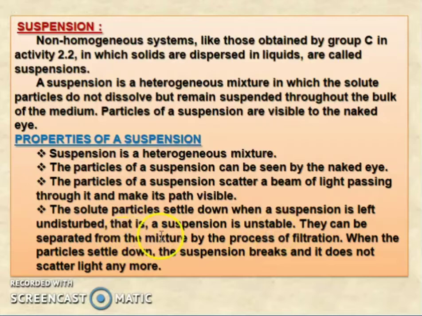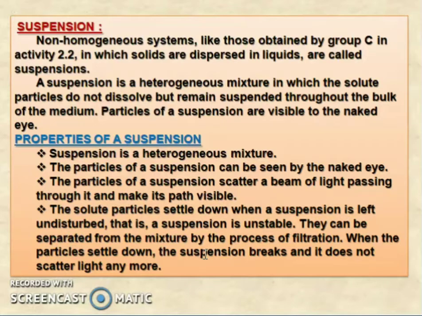And the particles can be separated from the mixture by the process of filtration. So using filtration, we can separate the sand particles. When the particles settle down, the suspension breaks and it does not scatter light anymore. So when the suspension is there, the beam of light is scattered, but when the suspension breaks, that is, when the particles settle down, it does not scatter light anymore.